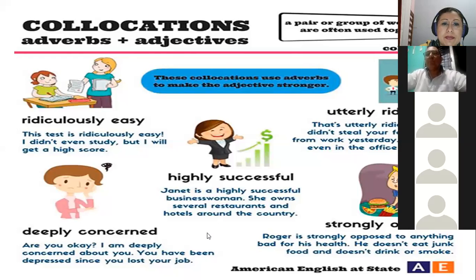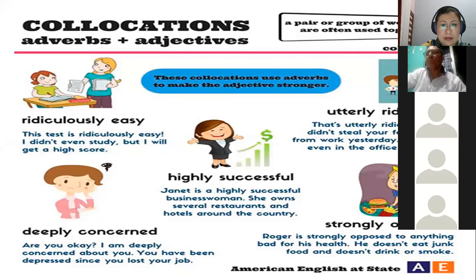Okay, let's see the other one. Deeply concerned. Are you okay? I am deeply concerned about you. You have been depressed since you lost your job. Strongly opposed. Roger is strongly opposed to anything bad for his health. He doesn't eat junk food and he doesn't drink or smoke. Okay, so those are other examples on how to use a collocation, which is the union of an adverb plus an adjective in a sentence, in order to give more emphasis, okay?